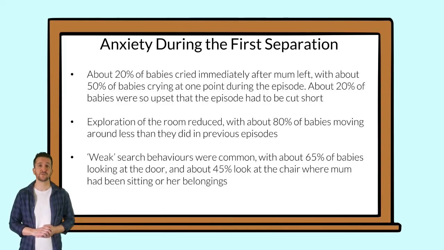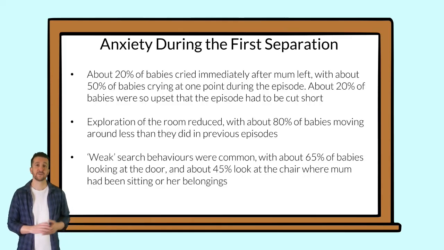Exploration of the room reduced during the episode, with about 80% of babies moving around less than they did in previous episodes. And finally, while there was little evidence of strong search behaviors, weak search behaviors were common, with about 65% of babies looking at the door and about 45% looking at the chair where mum had been sitting or her belongings. So most babies, in one way or another, showed evidence of separation anxiety during the first episode.